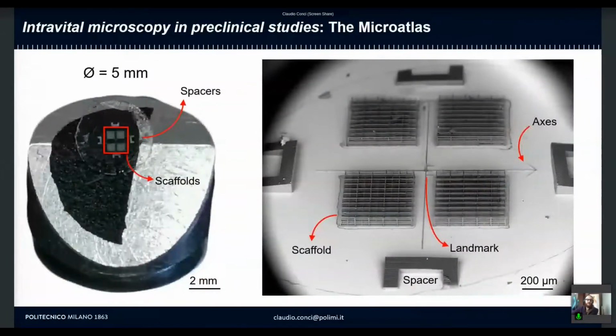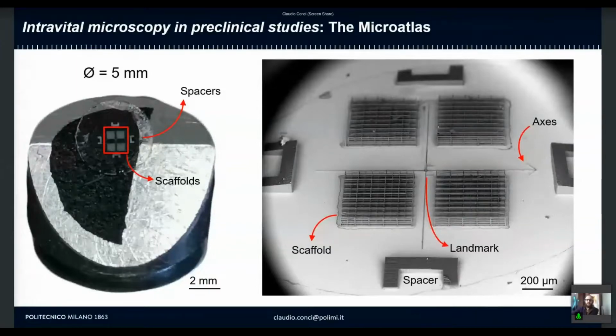The device was realized on circular glass coverslips from a dimension of 12 millimeters down to 5 millimeters, as you can see on the left-hand side. The device is constituted by several scaffolds, as you can see in the red square, and each scaffold is constituted by a pore size of 50 micron by 50 micron with a height of 20 micron. We superimpose 5 layers, obtaining a scaffold having a square side of 500 micron and a total height of 100 micron.